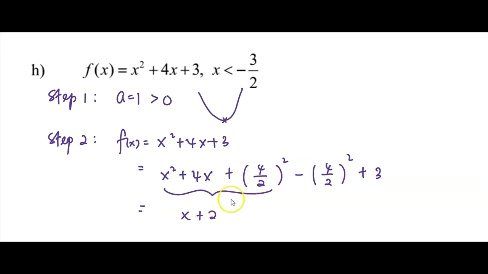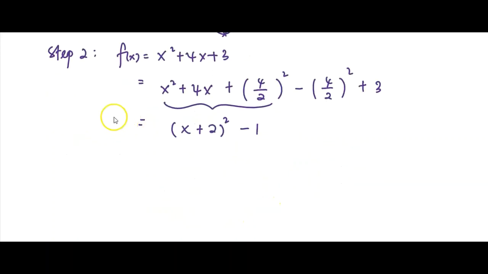So I got a positive 2. Okay, and then it is squared, the factor x plus 2. Then simplify the constant here. You got 4 over 2, 2 squared, that will be 4. Negative 4 plus 3, that is negative 1. Now this is already done.